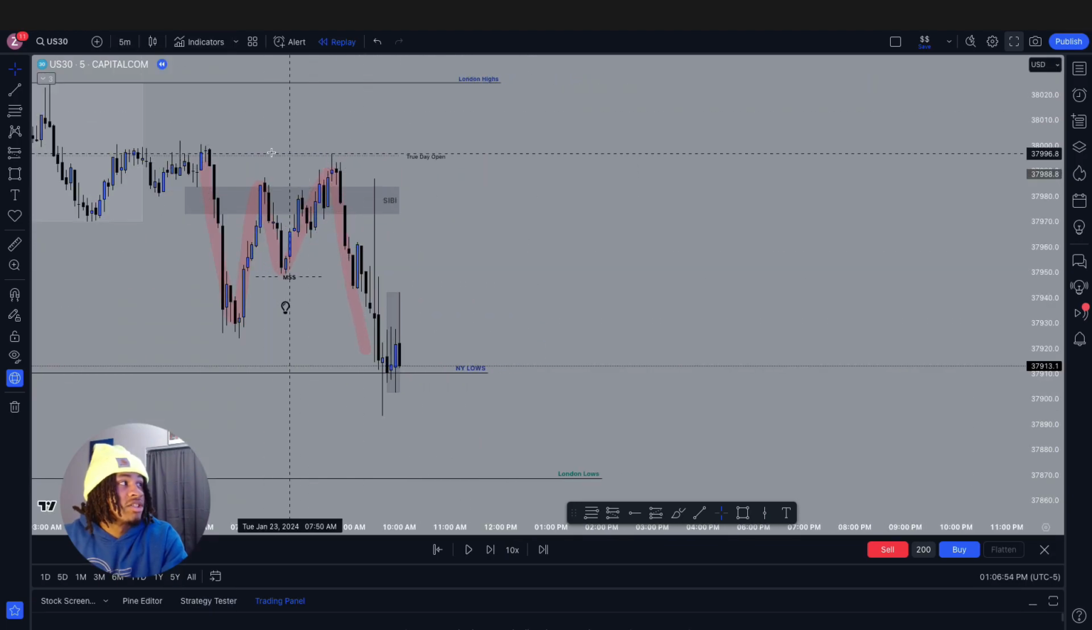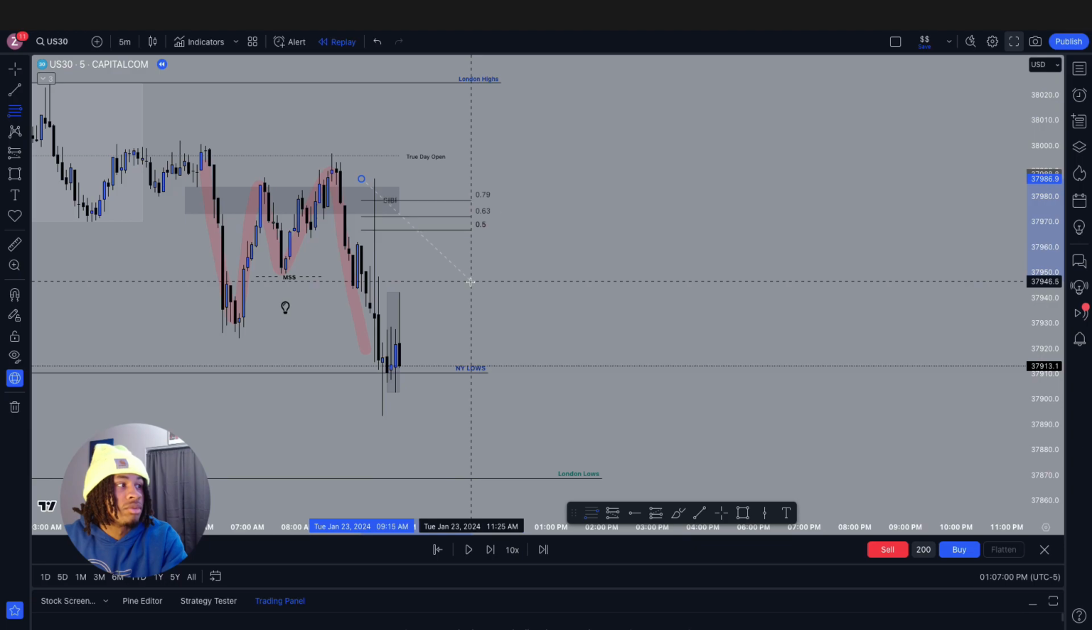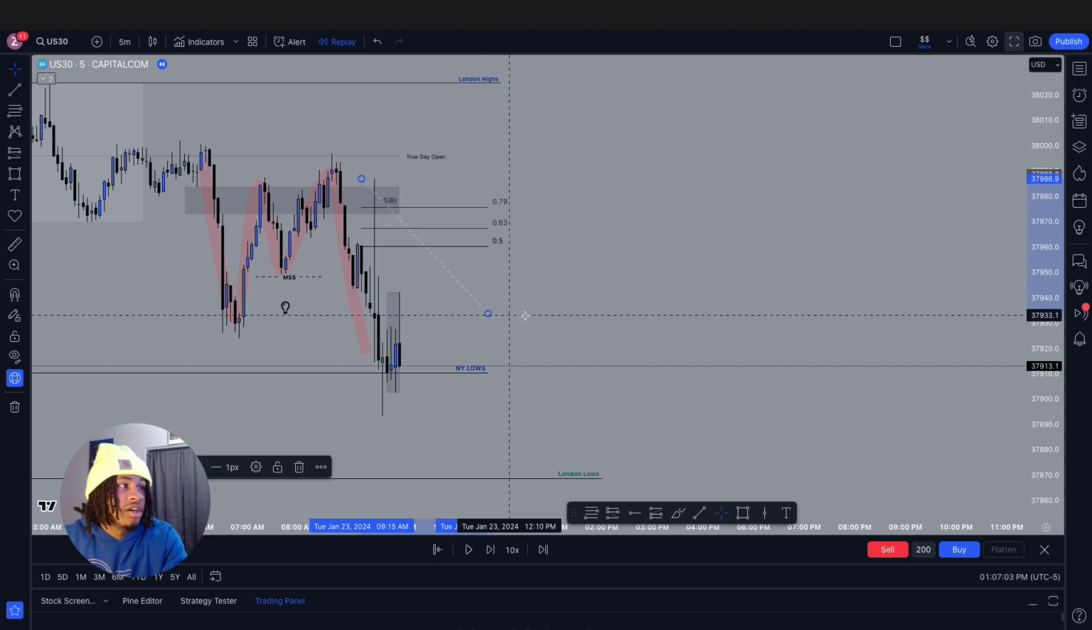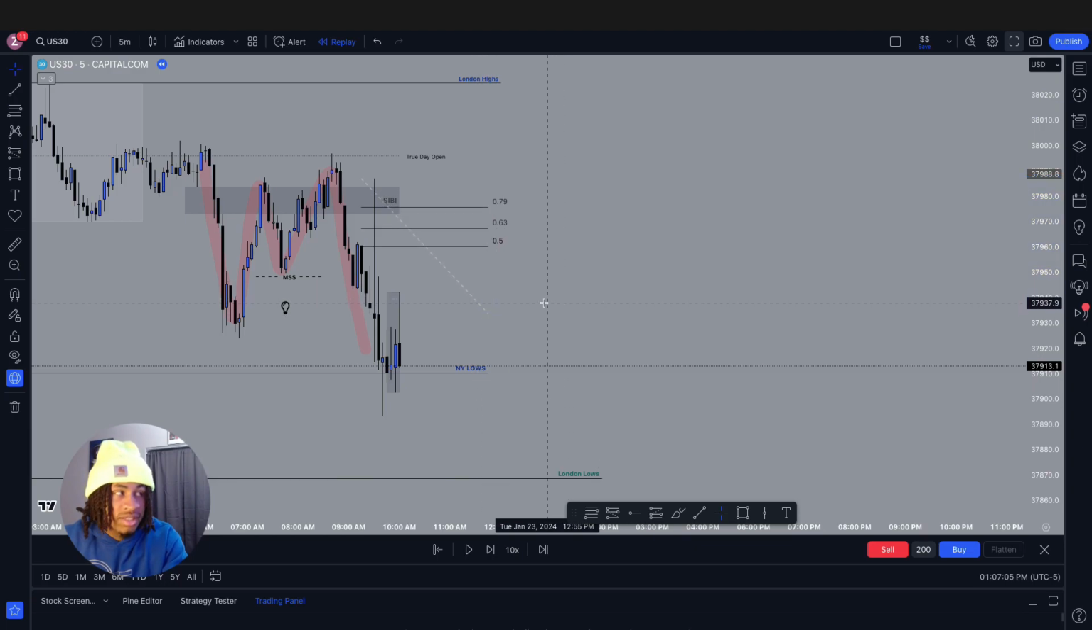I don't expect us to return above this high. I don't even expect us to return above this wick right here. This is a huge wick. But what I am going to do is mark up the consequent encroachment of that wick because price may come back to the consequent encroachment.